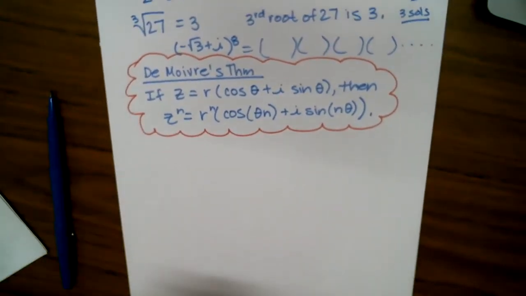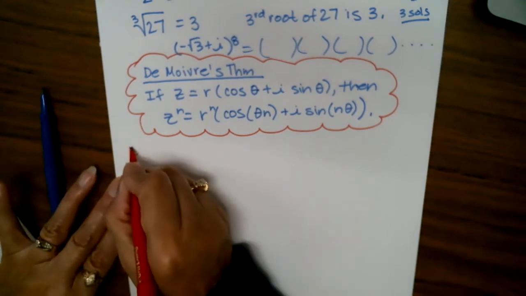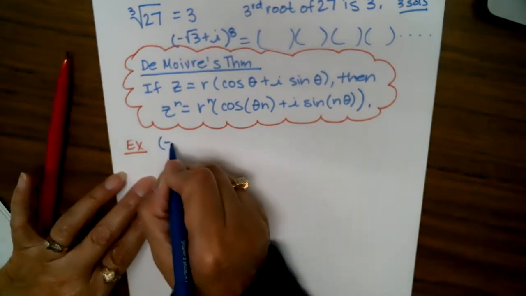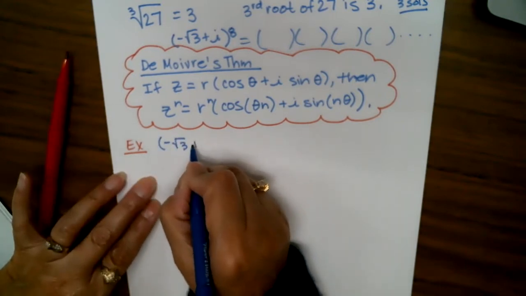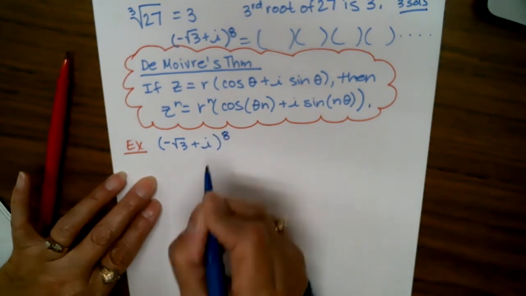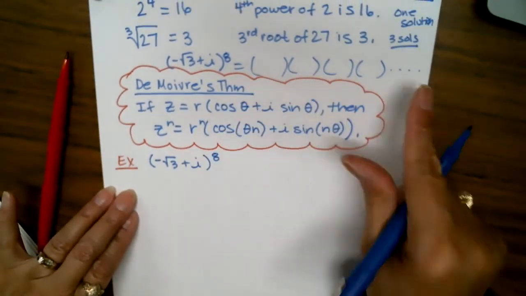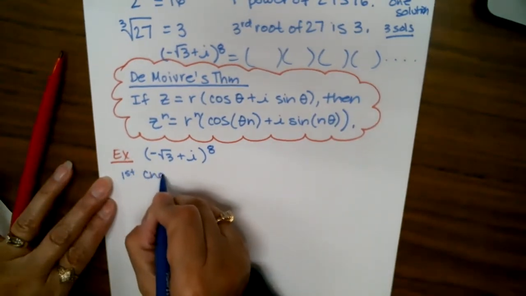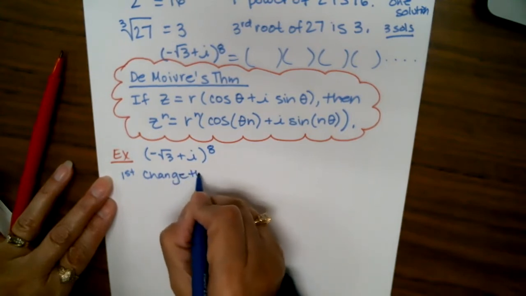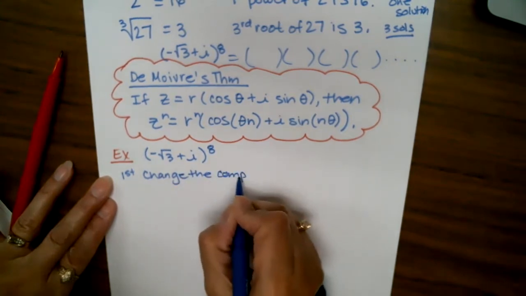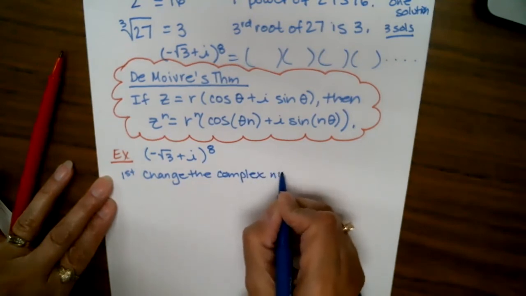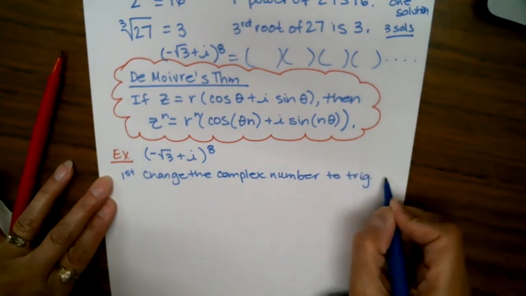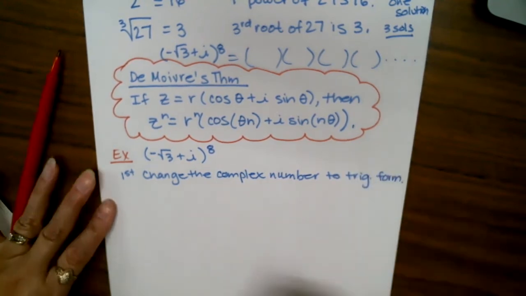Okay, so let's take a look at using this now. Sometimes you'll be given special angles to use it, sometimes not. Let's just do the one I just talked about, negative square root of 3 plus i to the 8th power. Now we're not going to multiply it out 8 times. Oh my goodness, that would be horrible. So the first thing we're going to do is change the complex number to trigonometric form. So that's the first thing you're going to do.